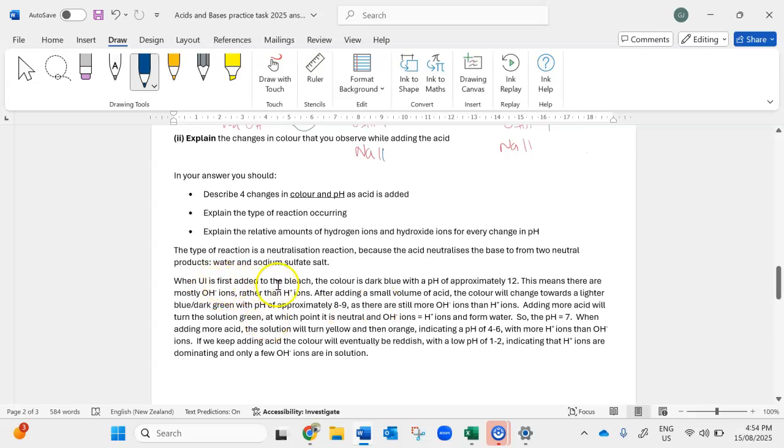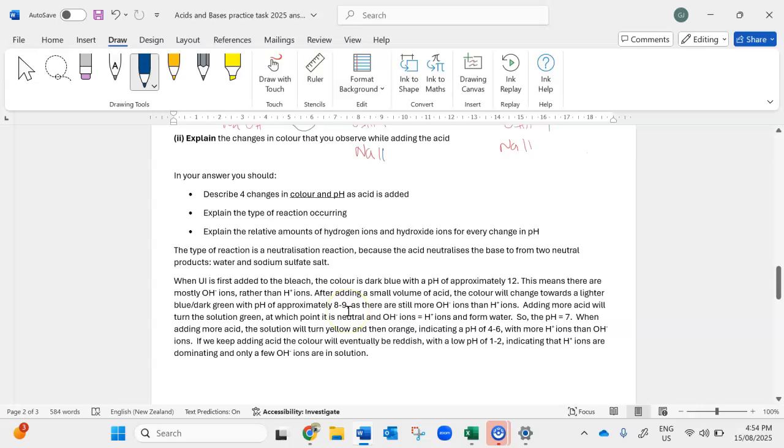When universal indicator is first added to the bleach, the color is dark blue, or you might even say purple if you weren't sure, with a pH of approximately 12. You might not know that it was 12, and you might guess that it was 11 or 13, and that would be fine. This means there are mostly hydroxide, mostly OH- ions rather than H+ ions. After adding a small volume of acid, the color will change towards a lighter blue dark green with a pH of approximately 8 or 9.